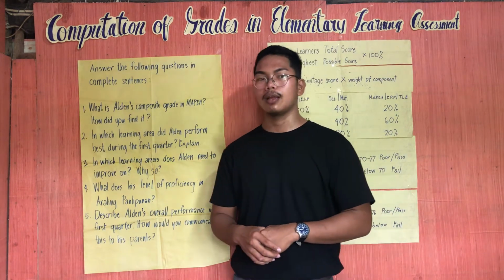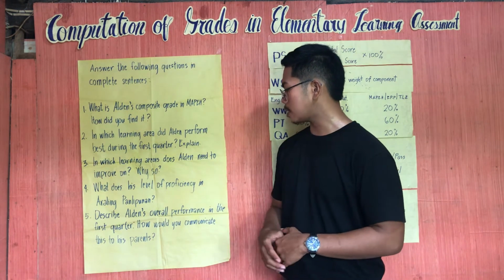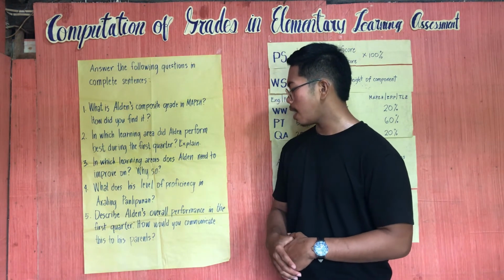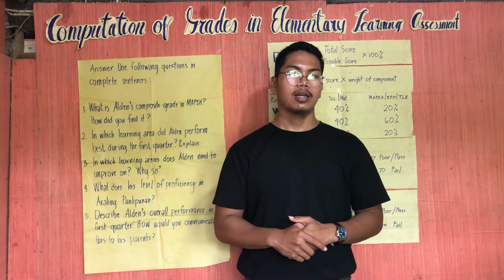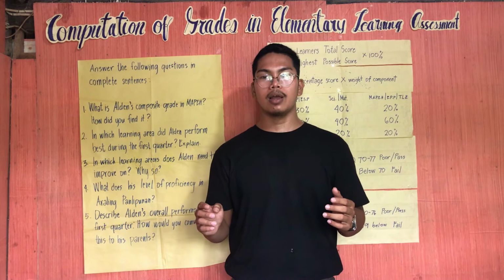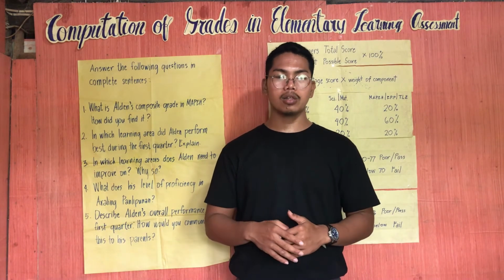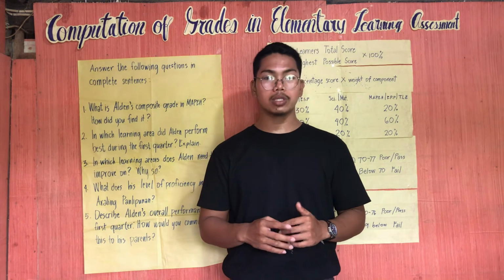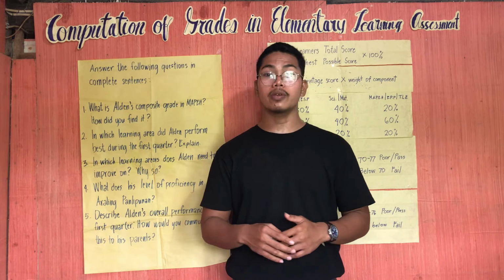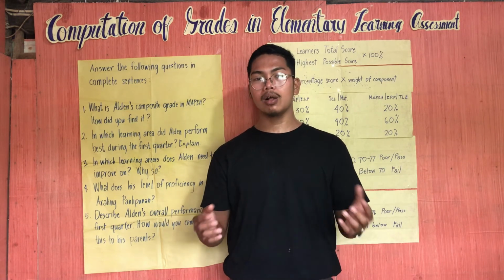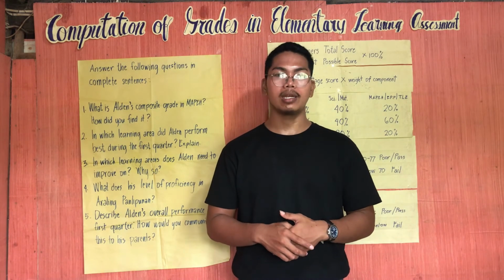For the 5th question, describe Alden's overall performance in the first quarter. How would you communicate this to his parents? Okay, Alden's grade in the first quarter is quite excellent, although there is some subject, the mathematics, that he got the lowest grade, 79. But overall he got a good grade.